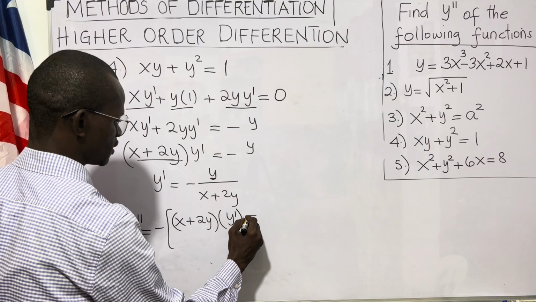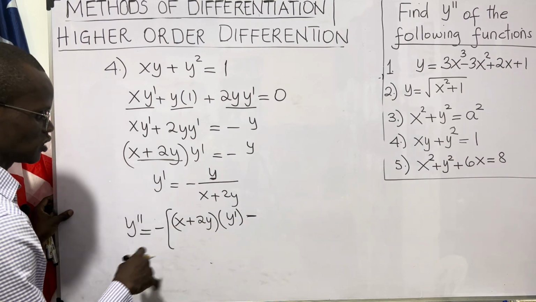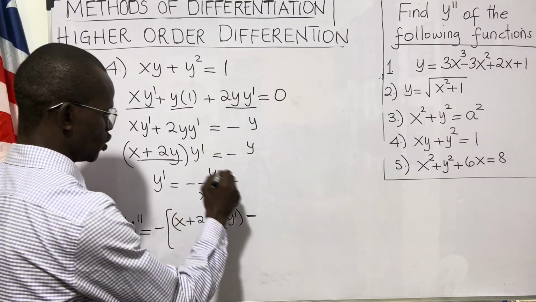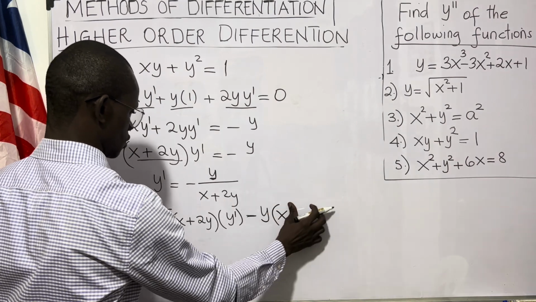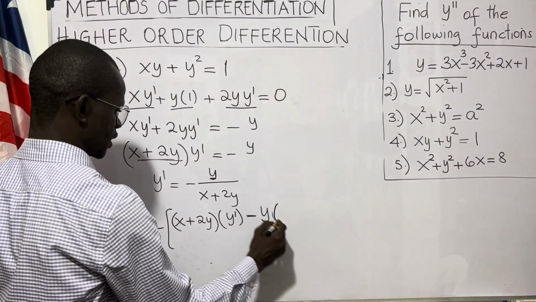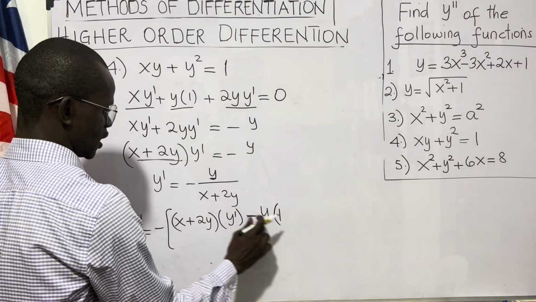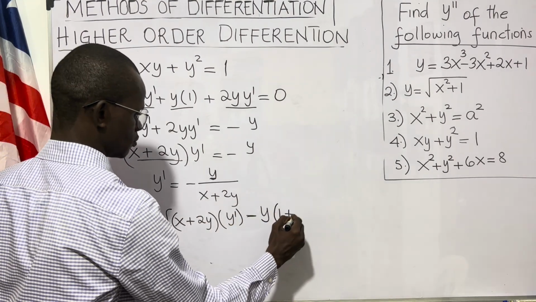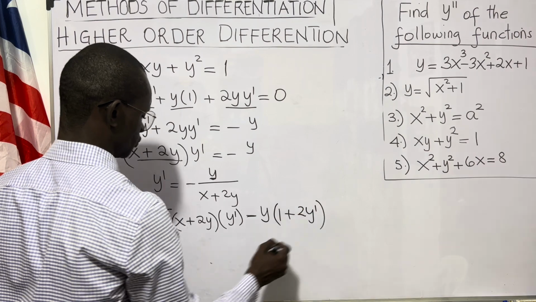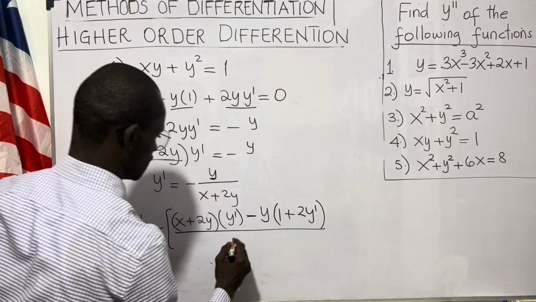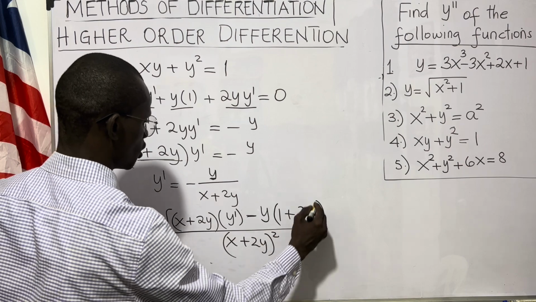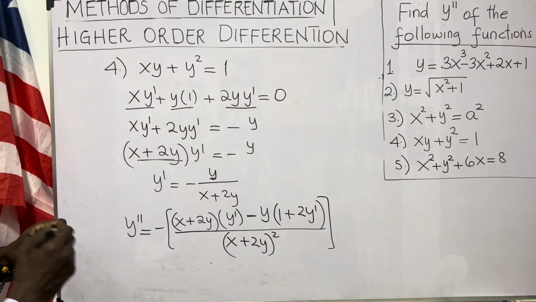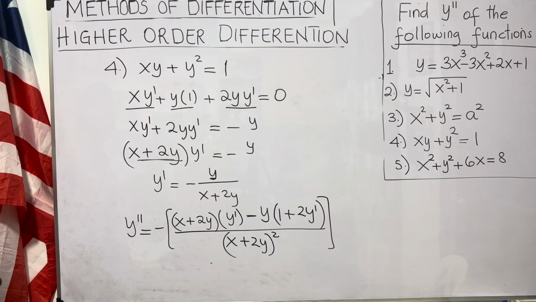Plus, not minus. For the product rule it is plus, for the quotient rule it is minus. We hold y and differentiate the denominator, which is x plus 2y. The derivative of x is 1, and the derivative of 2y is just 2y prime, divided by x plus 2y squared, which doubles the power in the denominator. Always, don't forget.